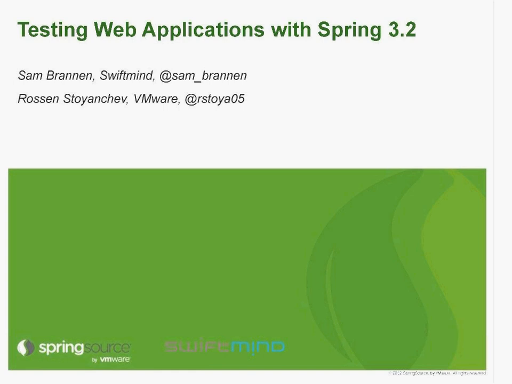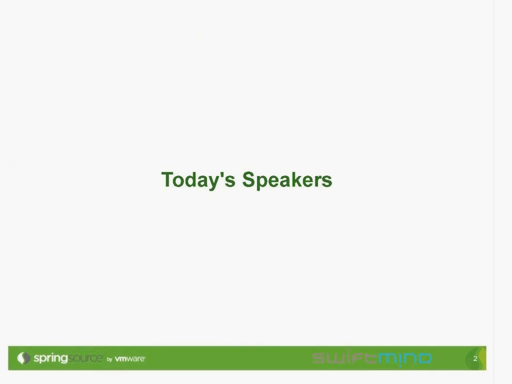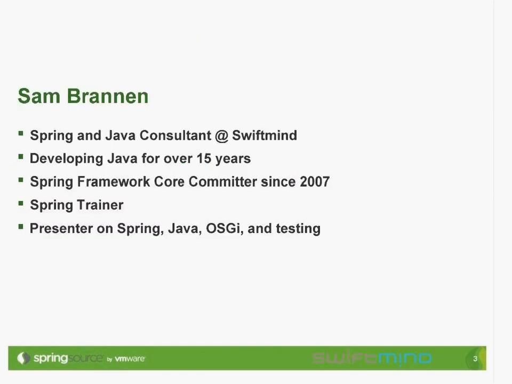And we'll start off with a little bit about ourselves, today's speakers. First up, my name is Sam Brannen. I'm a Spring and Java consultant at a company called Swiftmind, which I founded a few years ago in Zurich, Switzerland. I've been developing Java for over 15 years, and I'm also a core committer for the Spring Framework, where I've been basically the test lead since 2007. I'm also a certified Spring trainer and a presenter on topics such as Spring, Java, OSGI, and testing.